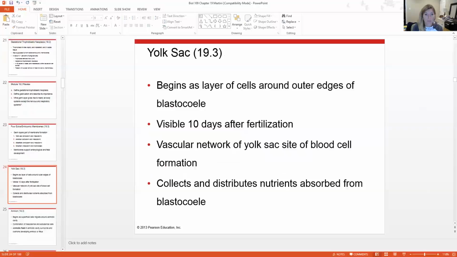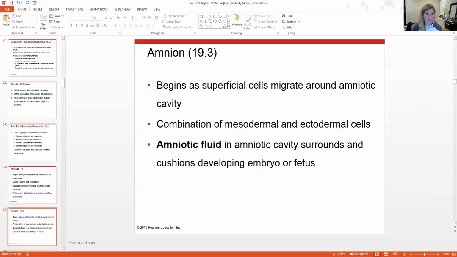So this yolk sac begins as a layer of cells around the outer edges of the blastocele. It's visible for about 10 days after fertilization. The vascular network of the yolk sac is the site of blood cell formation. It collects and distributes nutrients absorbed from the blastocele. The amnion begins as superficial cells that migrate around the amniotic cavity, and it's a combination of mesodermal and ectodermal cells. The amniotic fluid and amniotic cavity surround and cushion the developing embryo or fetus.